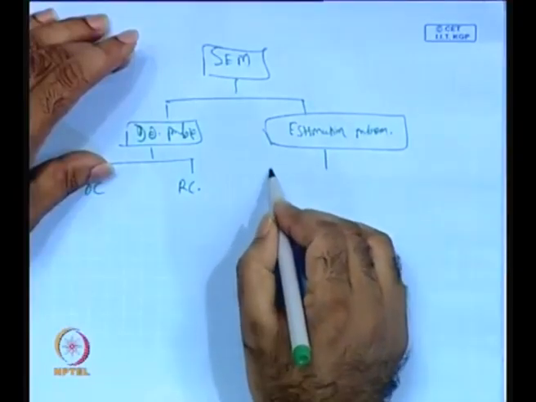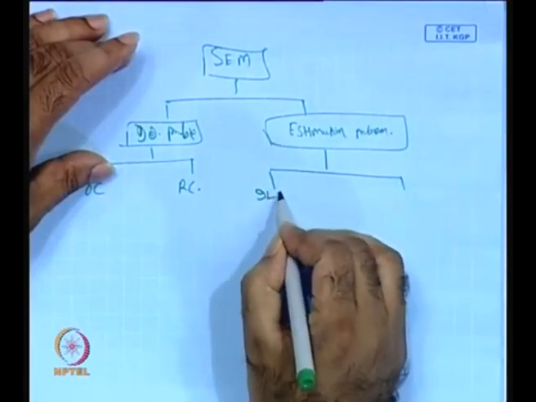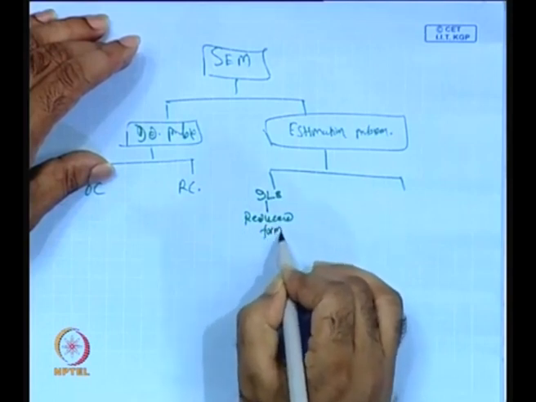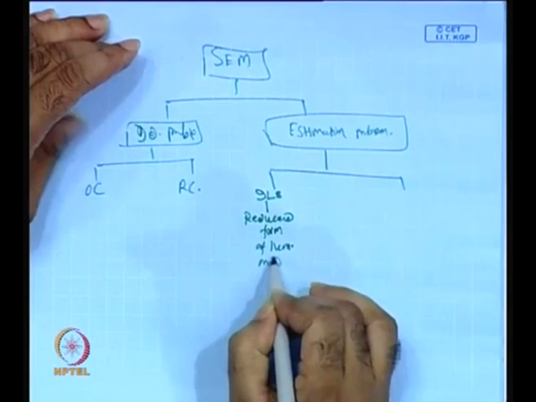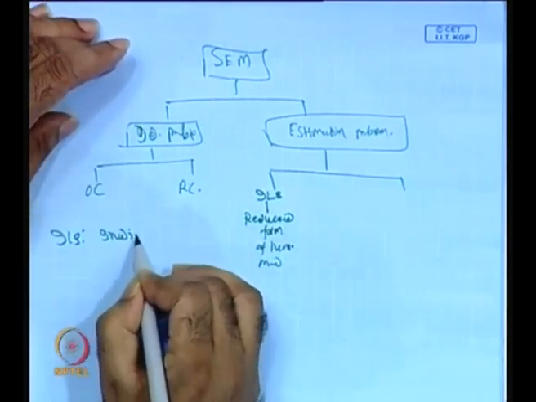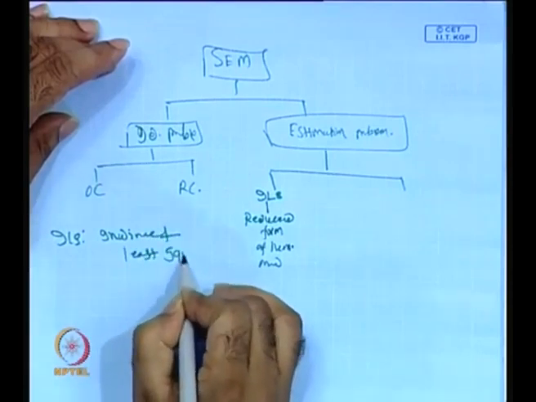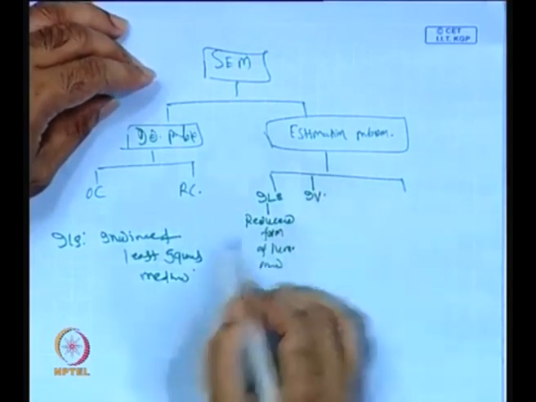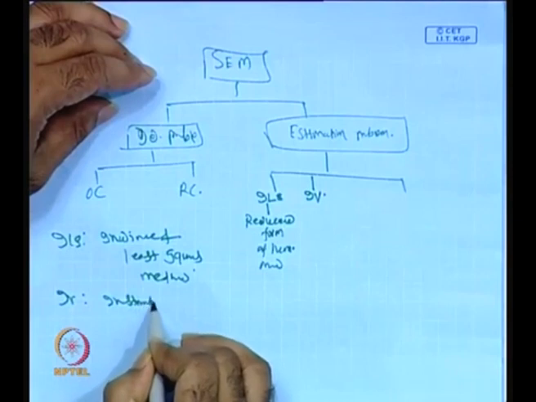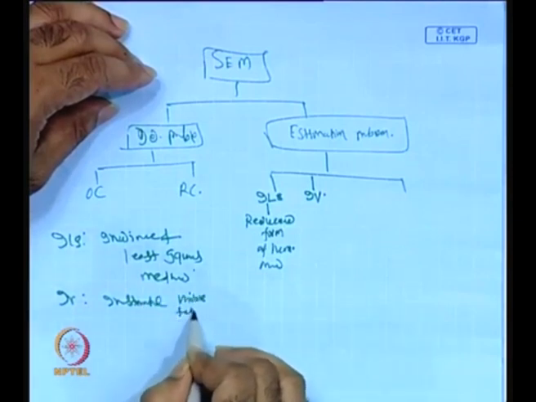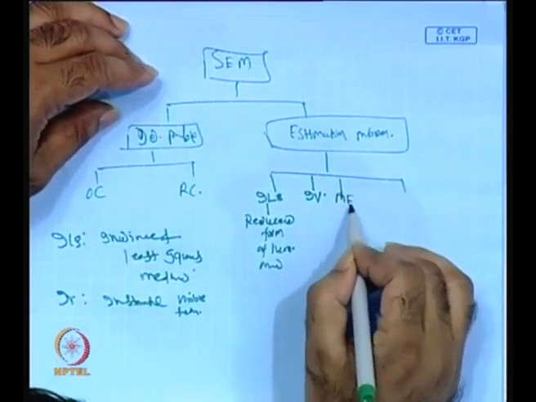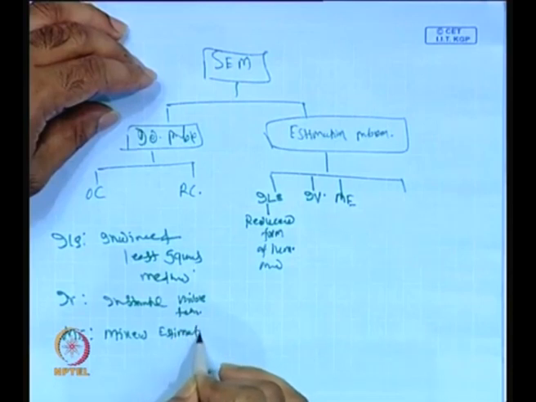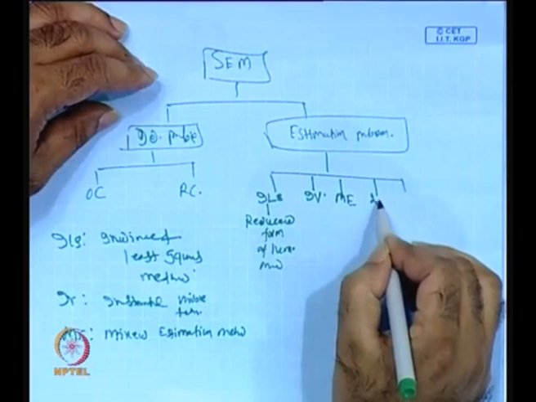Let me highlight here. The starting procedure is called indirect least square methods, ILS, or otherwise called the reduced form of the model. Then next is the instrumental variable technique. Then next is mixed estimation methods, ME stands for mixed estimation methods. Then there is the two stage least square methods.